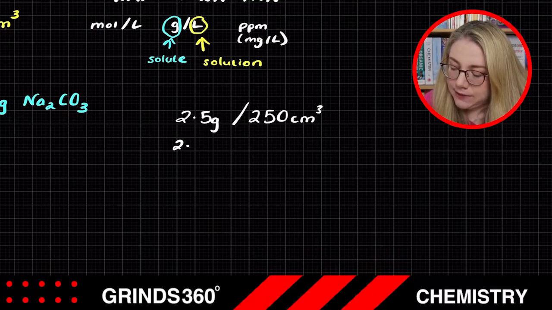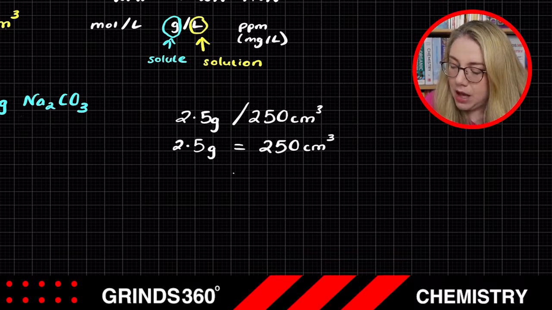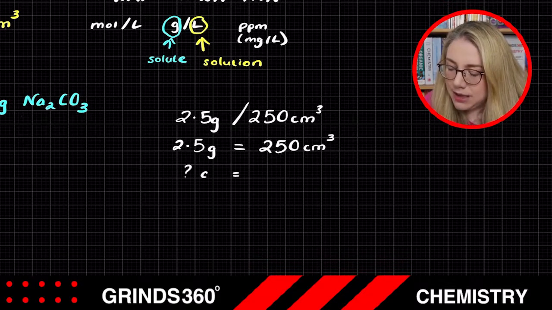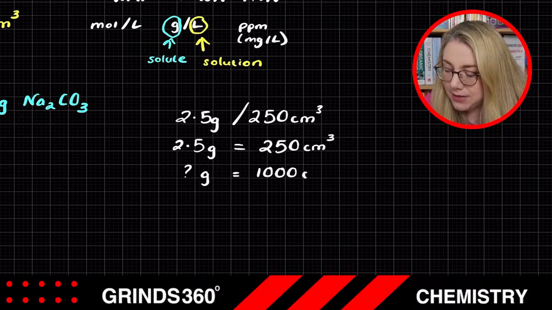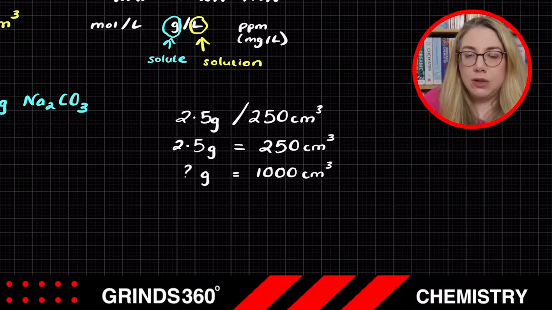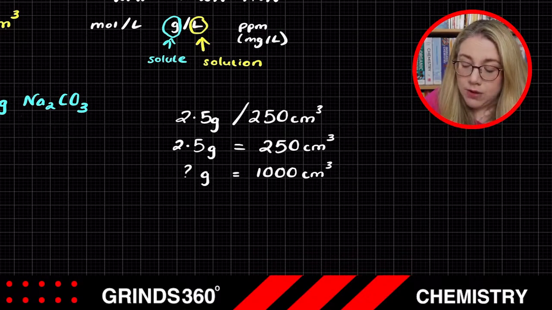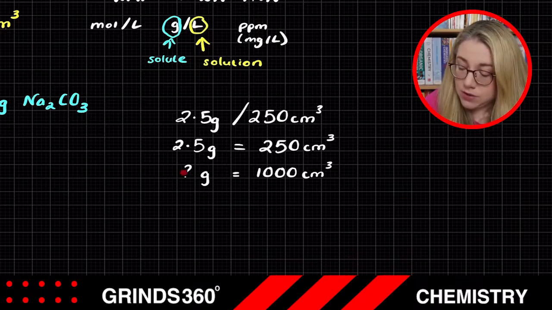I'm going to write this slightly differently, and we're going to do it as ratios. You have 2.5 grams of solute in 250 centimeters cubed of solution. I want what mass of solute, how many grams would be in a litre, which is 1,000 centimeters cubed. Now, when you are changing the unit for concentration, you are not changing the ratio. So the ratio of solute to solution has to stay the same. You're not adding water, you're not removing water, so that ratio cannot change.